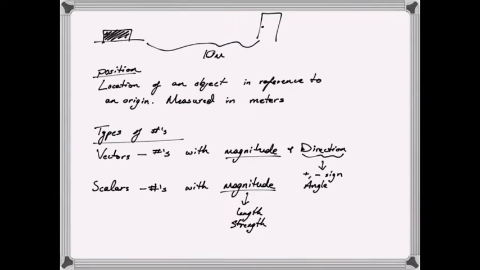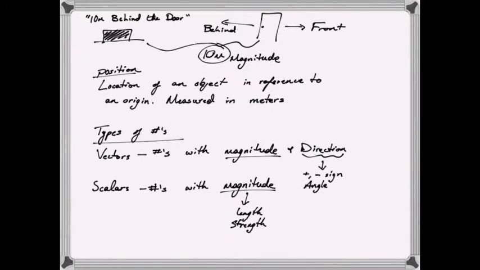All right, so in the example of the door, we have the magnitude, 10 meters. And if we're going to make this a vector, we need to know specifically where those 10 meters are. Are they behind the door, or are they in front of the door? That specifies a direction. So by saying the object is 10 meters behind the door, we've now given a vector. We've given it magnitude and direction.